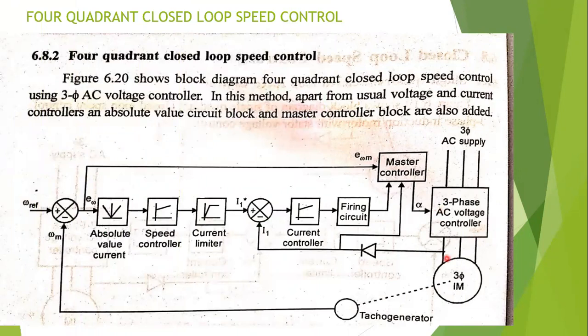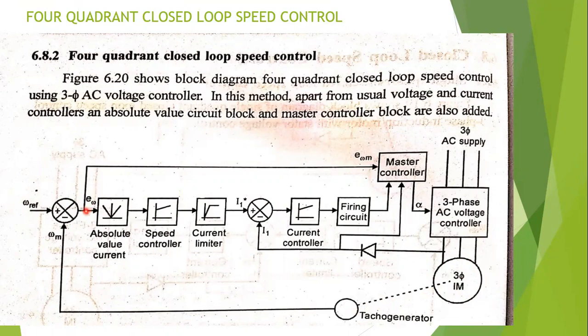Understood? Now consider the operation of speed reversal, the speed of the induction motor. When the speed command is set for the reverse direction, the speed error EW reverses and exceeds the prescribed limit.